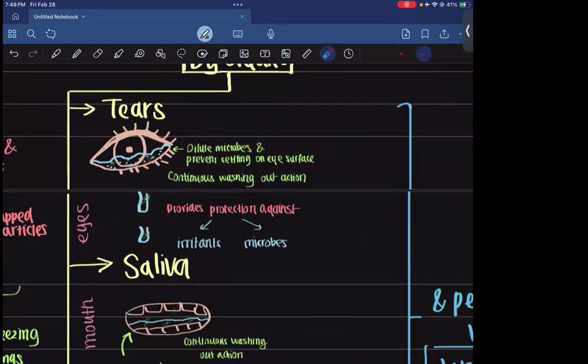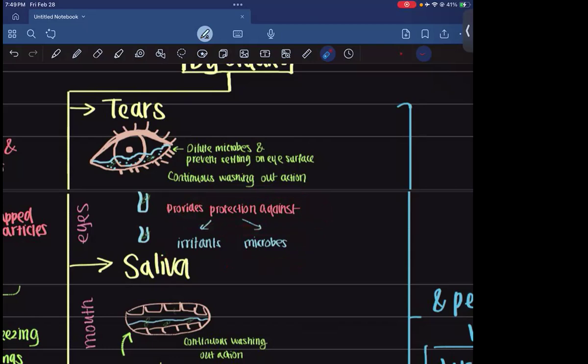So by diluting them, the tears prevent the microorganisms from settling, and then the tears will start to flow. There will be a continuous washing out action. The microorganisms will be diluted by the tears, prevented from settling on the eye surface, and then, as the tears flow, continuously washed out, and finally eliminated. This provides protection against two things. One, protection against irritants, like dust particles or something trying to enter your eyes. And also protection against microbes which are trying to enter your eyes.